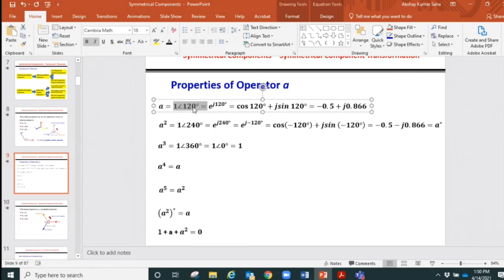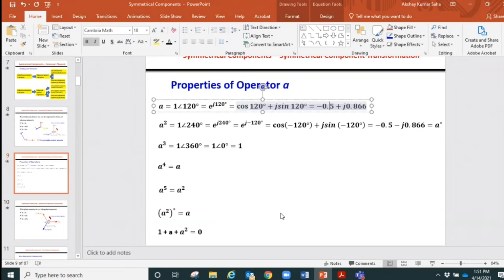So it's 1 at an angle of 120 degrees, we can write it as e to the power j theta, where theta is 120 degrees. We can also write it as cos 120 plus j sine 120. And finally we get the rectangular form, giving us the value of a as minus 0.5 plus j 0.866. That is what we need to remember all the time. So that's the value of a, the mathematical expression.